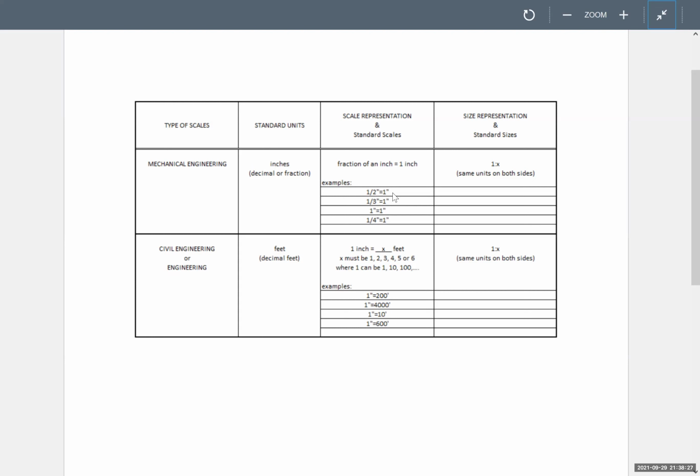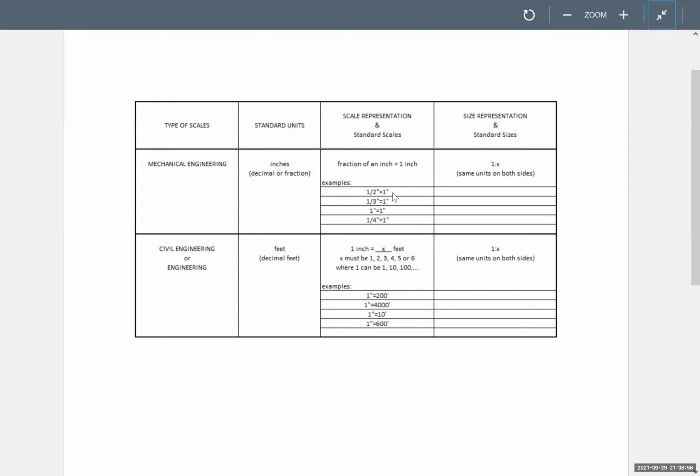And does that have a verbal name as well? Yeah, that's half size. Right. Okay, let's do one more, Alexander. So how about if I have 1 inch is equal to 1 inch? What is that the same as? That's 1 to 1.